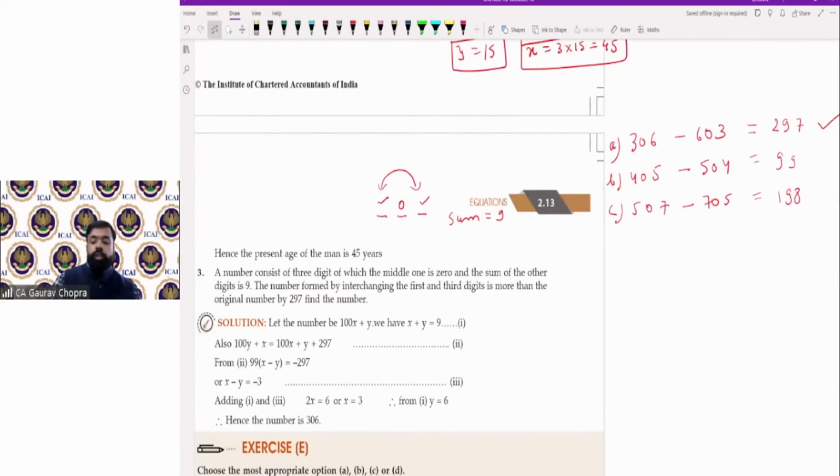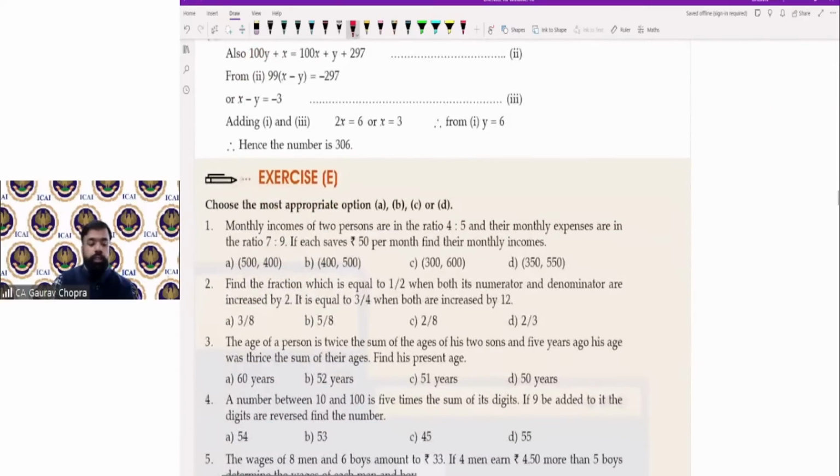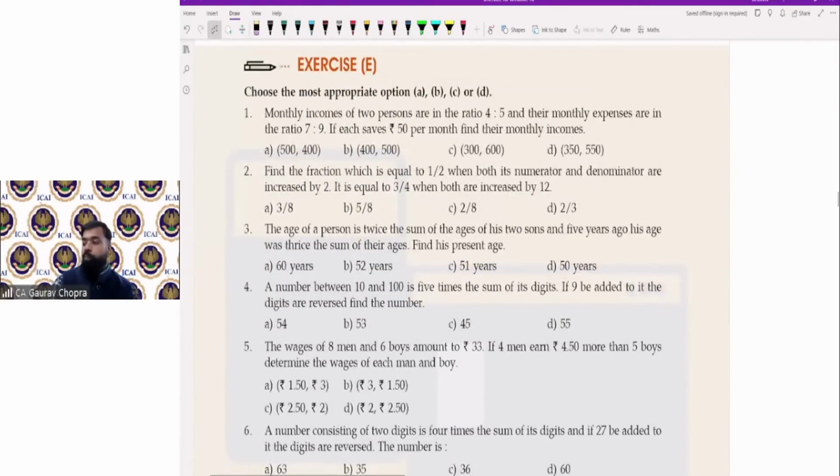All right. So the correct answer is option A, 306. In this way, you will reach your answer. Now let's try some questions from the exercise also.